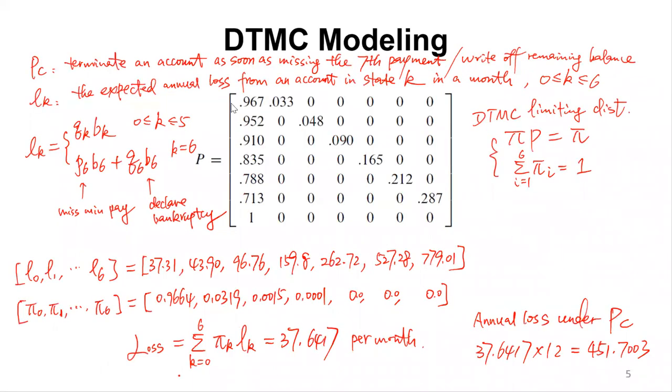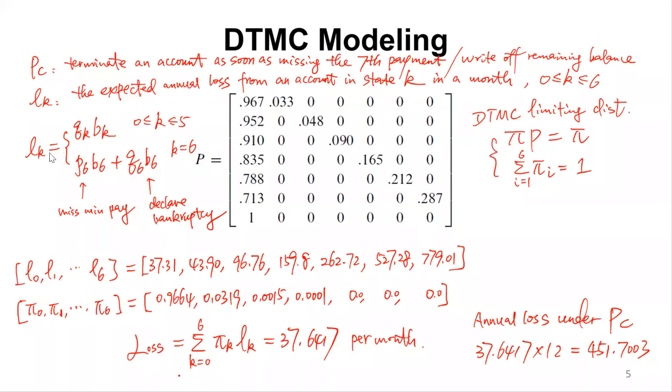Now, the current policy is to terminate an account as soon as it misses the 7th payment, and write off the remaining balance. So we consider the expected annual loss from an account in state K in a month. We have a loss on average in a state if the account gets terminated or goes bankrupt.